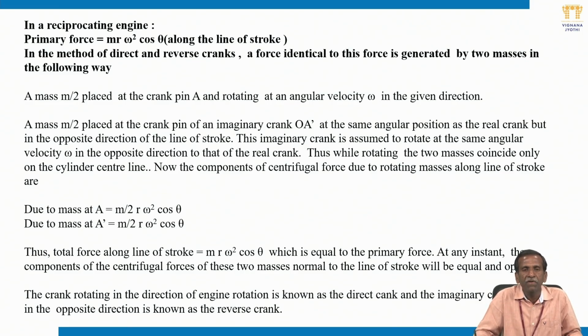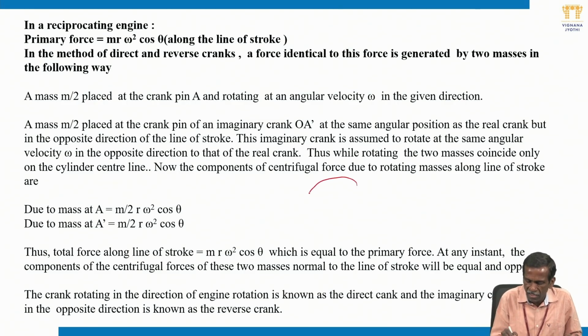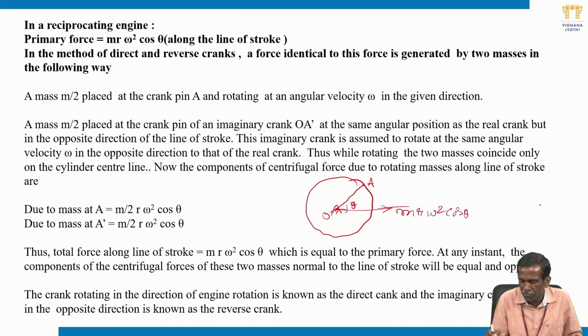In the case of radial engines, with the method of direct and reverse cranks, a force identical to this force is generated by two masses: a mass m by 2 at the crank pin A. Suppose the crank is rotating clockwise about the shaft, and OA is the crank position, with orientation theta from the center line. Then we can attach masses to balance this primary unbalanced force m r omega square cos theta, which arises because of piston reciprocation.